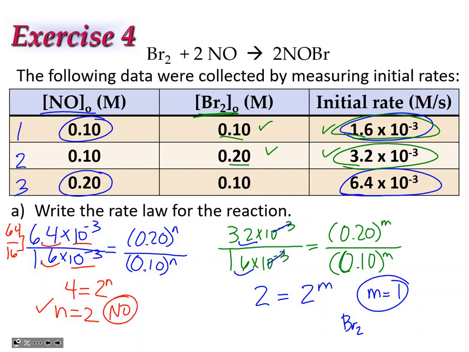Now we can write out our rate law. Our rate law is the rate equals k times the bromine times the concentration of the nitrogen monoxide squared. Bromine is a first order reactant, nitrogen monoxide is a second order reactant. Very good.